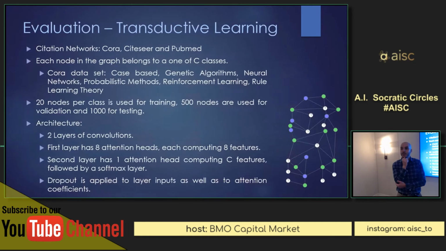Yes. So 500 nodes here are the total number of nodes, not per class. Yeah, that's the total number. So 20 nodes per class is for training. It depends on the citation network. It could be 120, 140 nodes, or only 60 for the case of PubMed, but 500 nodes and 1,000 nodes are for the entire set.